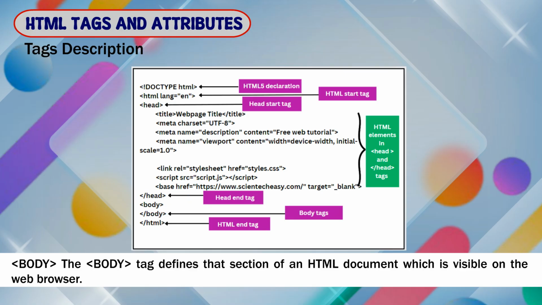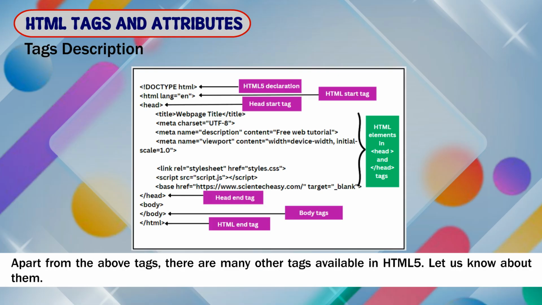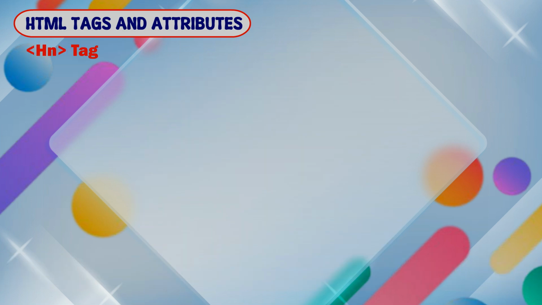You can skip it if you do not want to give a title to your web page. Body. The body tag defines that section of an HTML document which is visible on the web browser. It consists of all other tags that define the content presentation elements such as images, lists, tables, text and links to move between the web pages. Apart from the above tags, there are many other tags available in HTML5. Let us know about them.